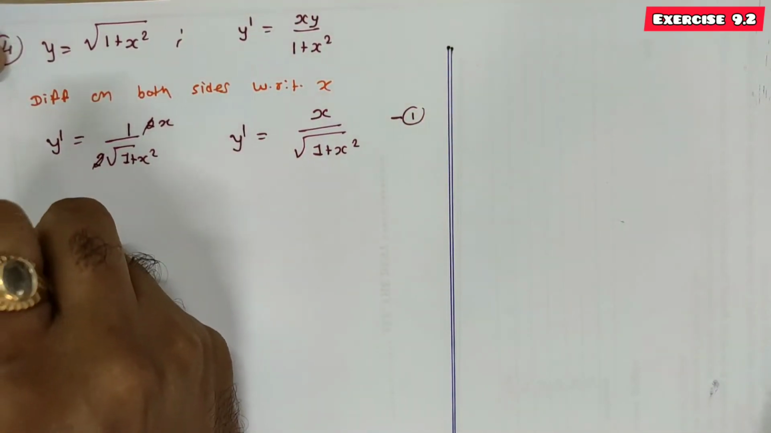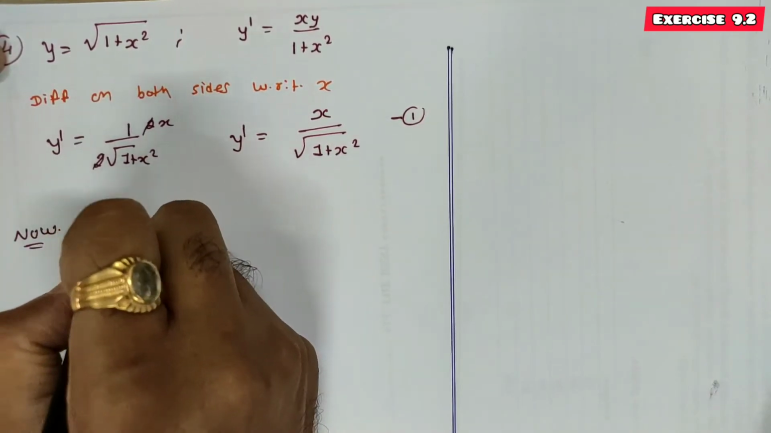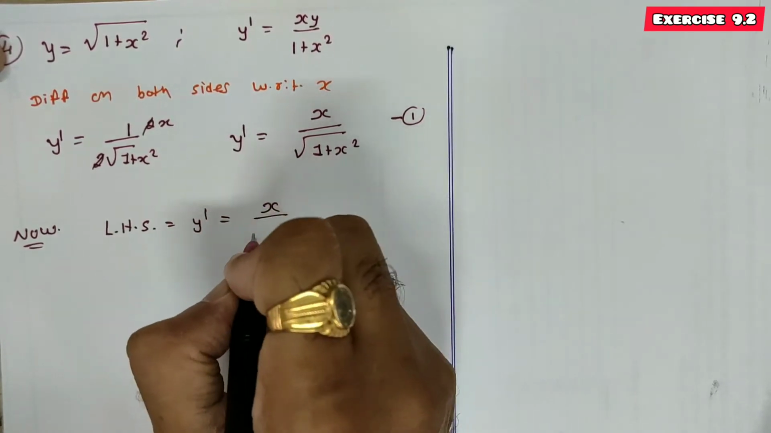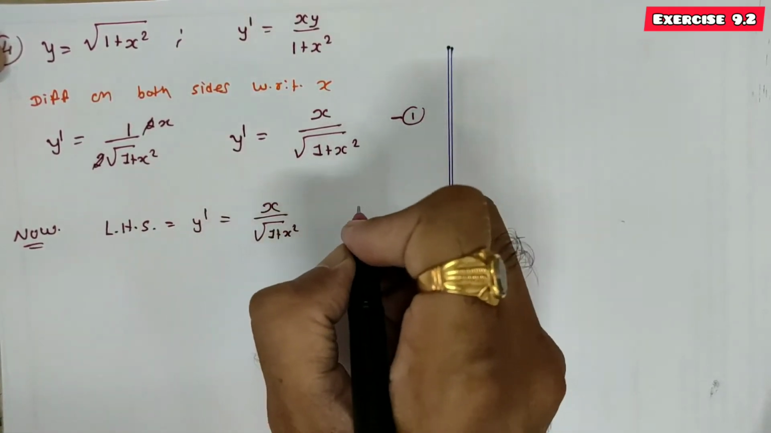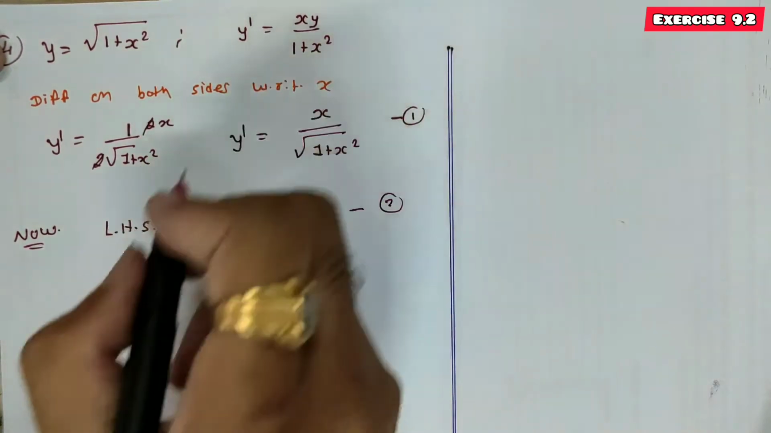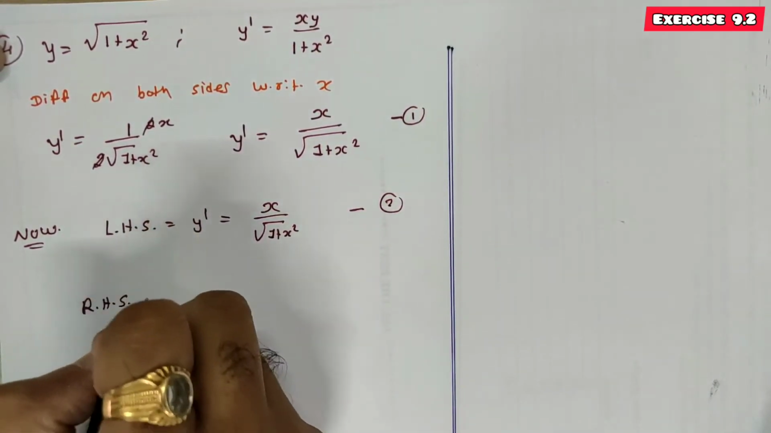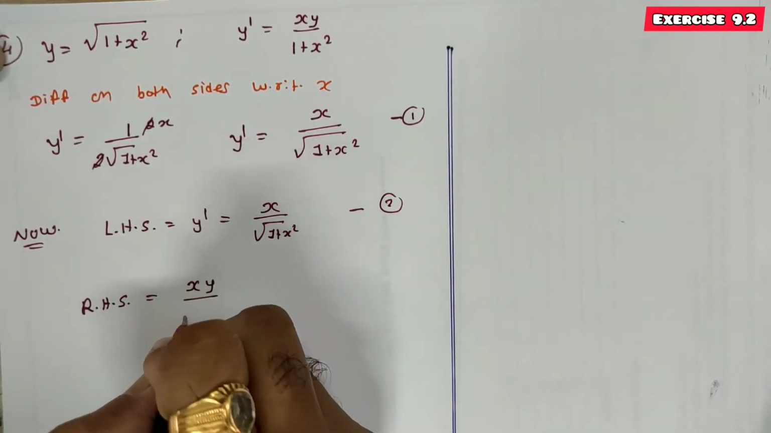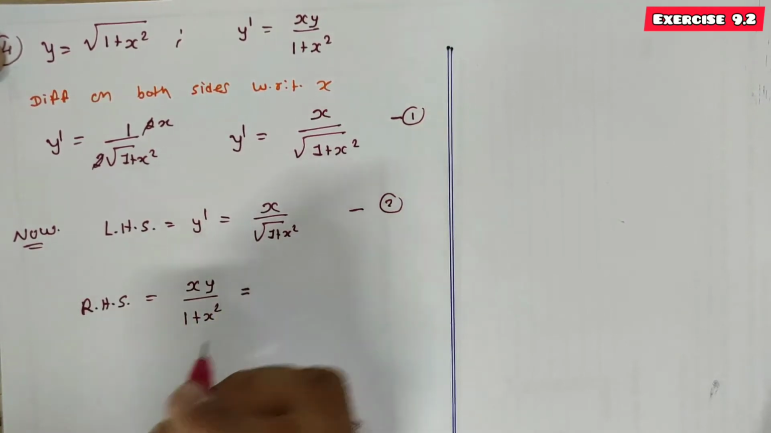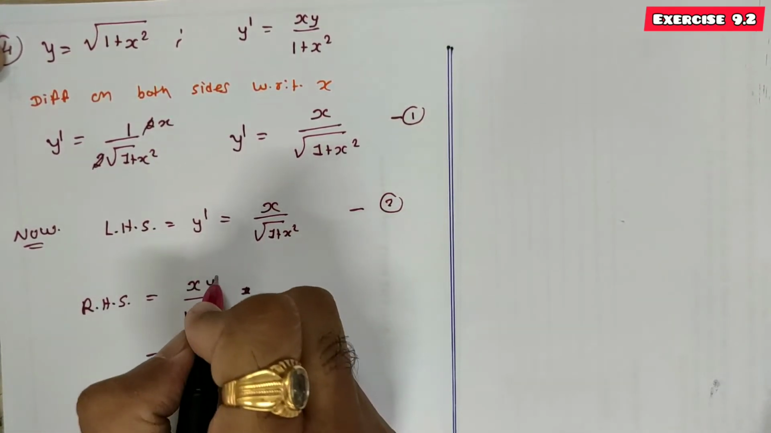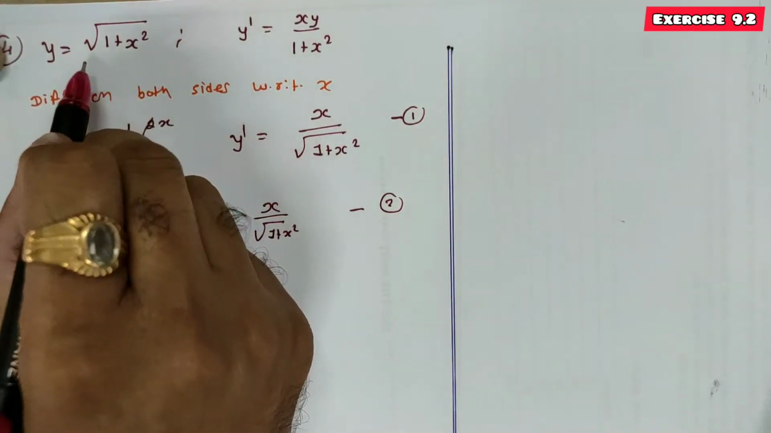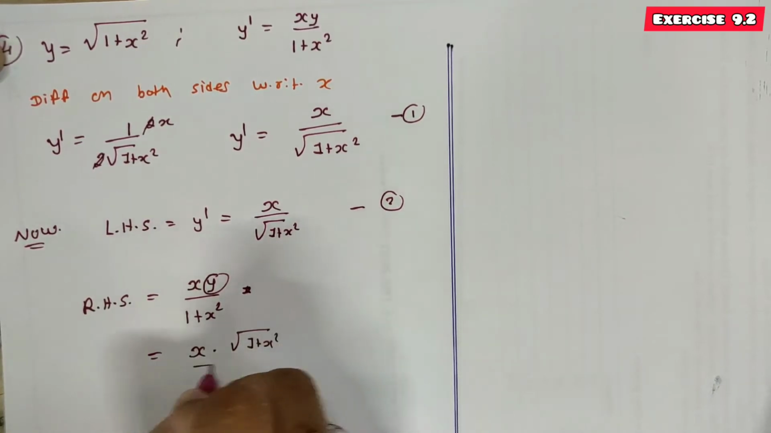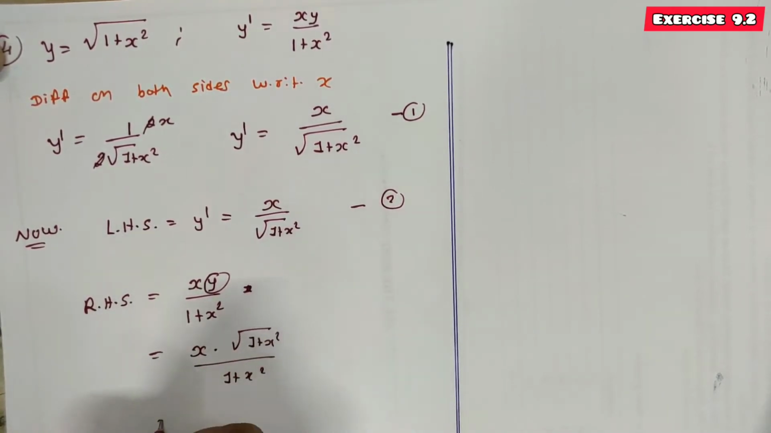So now we have to verify. The left hand side of the equation is y dash, and y dash is again x upon square root of 1 plus x square. Say this one is result number 2. Now we have to check the right hand side, whether this left hand side and right hand side are equal or not, that we have to verify. So the right hand side is xy upon 1 plus x square. Now this is equal to, यहाँ पर लिखो. Now what is y? y is square root of 1 plus x square. This is x into square root of 1 plus x square upon 1 plus x square.